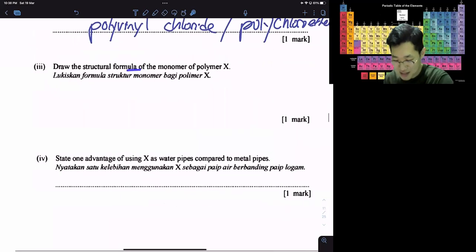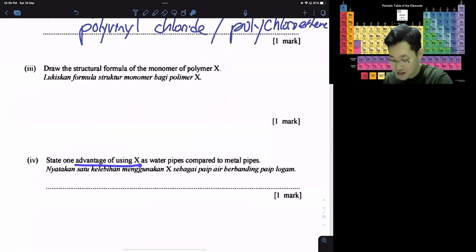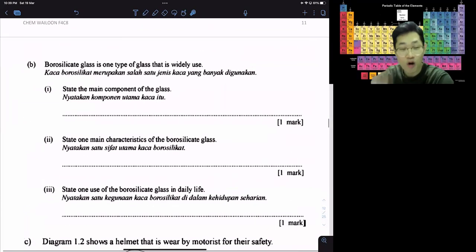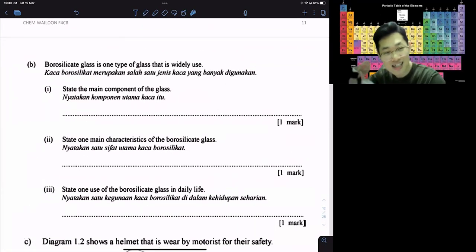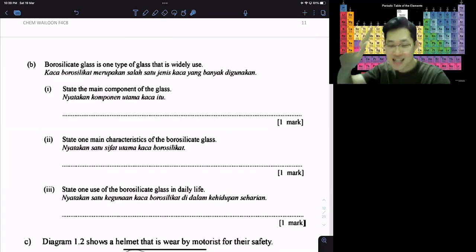Next, structural formula, skip. What advantage of X water pipe compared to metal pipes? Easy, same thing. Hopefully this one comes out in the paper. I really think that alloy has a very high chance. Alloy, glass, and ceramic have not come out for many years already.